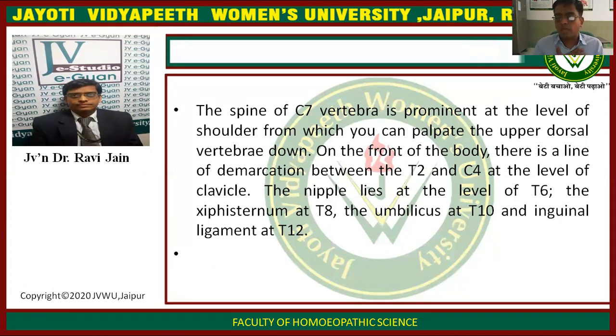On the front side of the body, there is a line of demarcation between T2 and C4 at the level of the clavicle. The nipple lies at the level of T6 and the xiphisternum at T8. The umbilicus lies at the level of T10 and the inguinal ligament at the T12 level. So these are the demarcations which help you to reach a particular point in case of a patient with a neurological disorder.